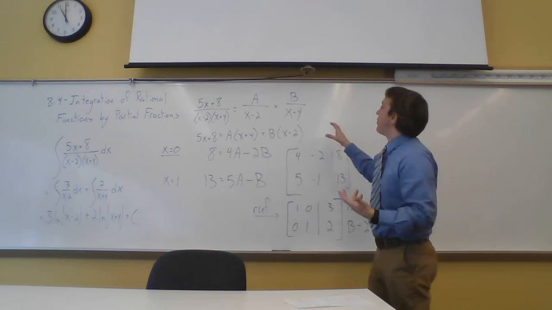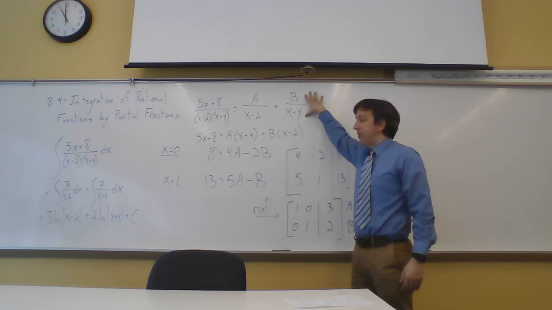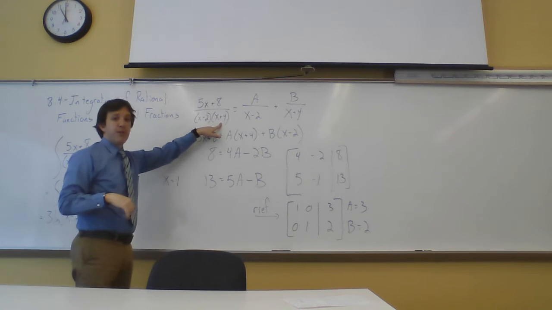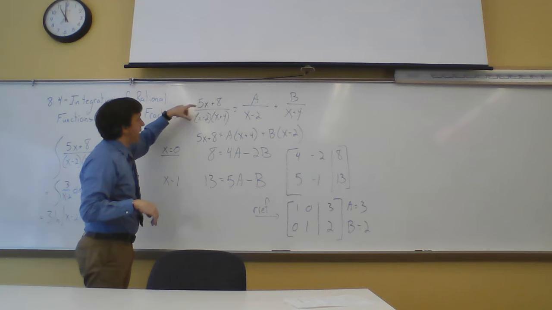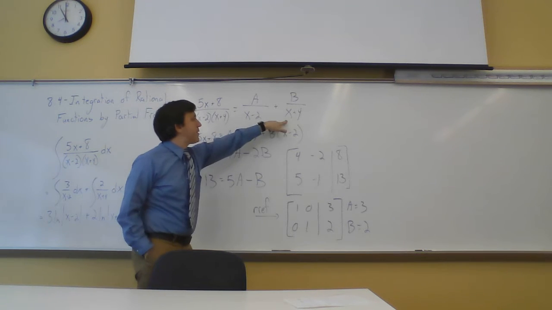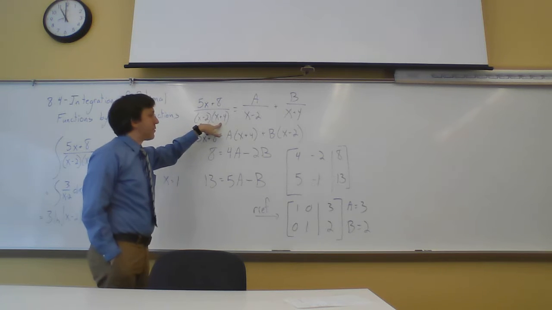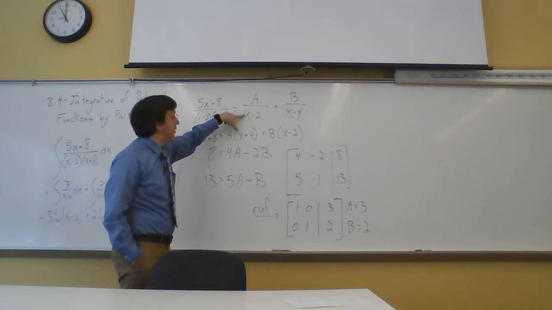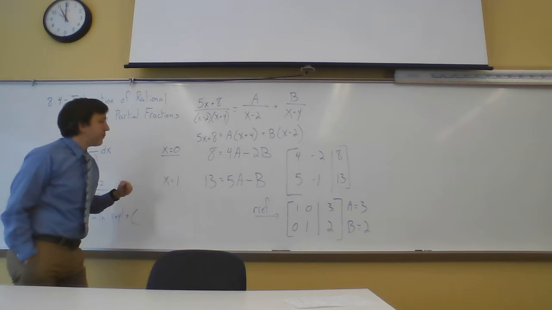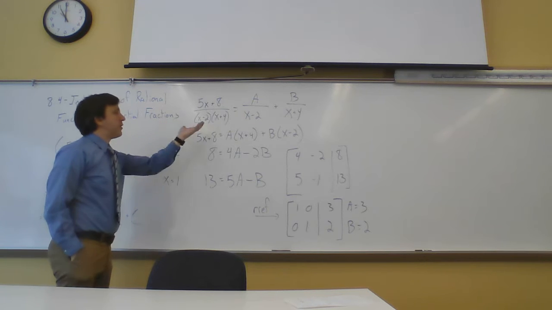So here's what we do. We multiply everything by the common denominator. The common denominator is just (x - 2)(x + 4). On the left-hand side, that means the denominator goes away. We just get 5x + 8. And then for each of these fractions, one of those two pieces goes away. In this case, the x - 2 goes away because it would cancel out, leaving us with A times (x + 4) and B times (x - 2). So this is a wonderful little equation.